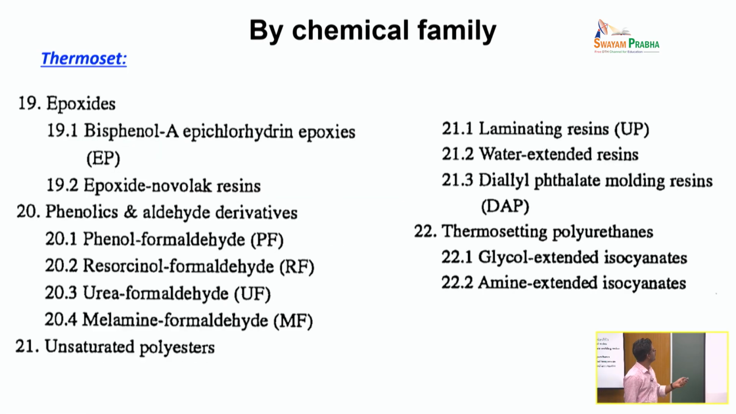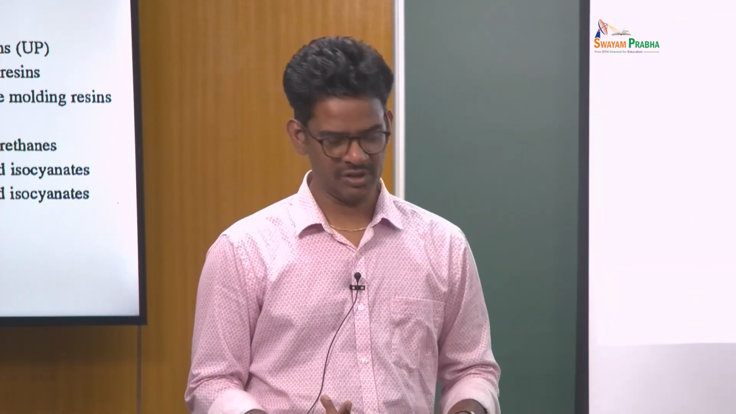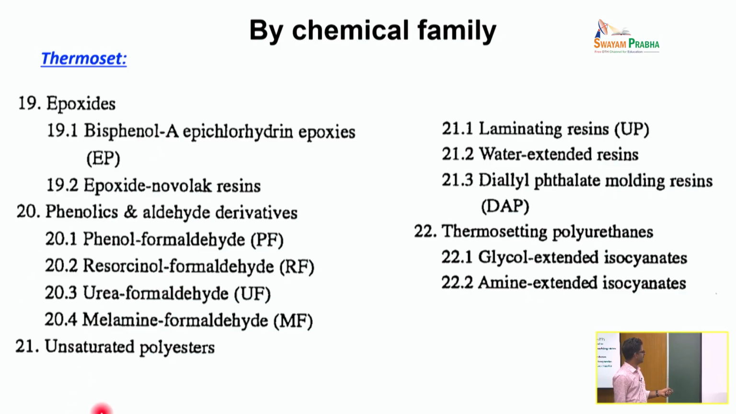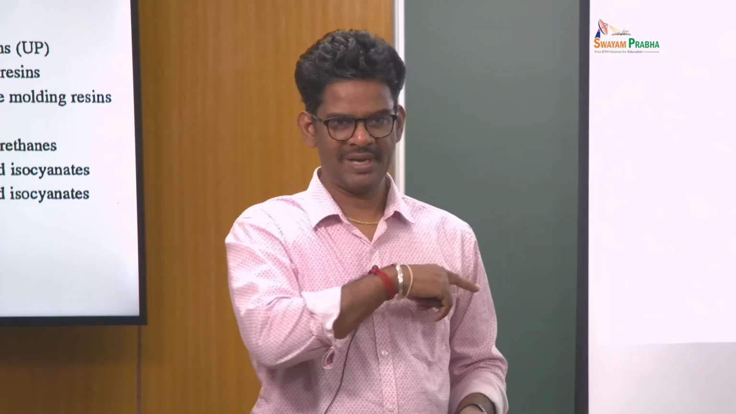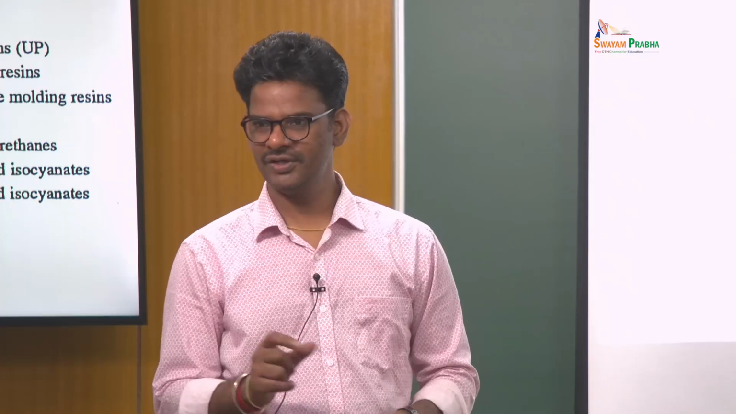Then we have thermosets. What are thermosets? They become harder by heating, because they cross-link. Most of the thermosets are cross-linked polymers. Here we have epoxides, phenolics, unsaturated polyesters, and also thermosetting polyurethanes. I also listed polyurethanes under thermoplastics, but there is also a thermosetting version of polyurethane, depending upon whether you are able to cross-link it or not.